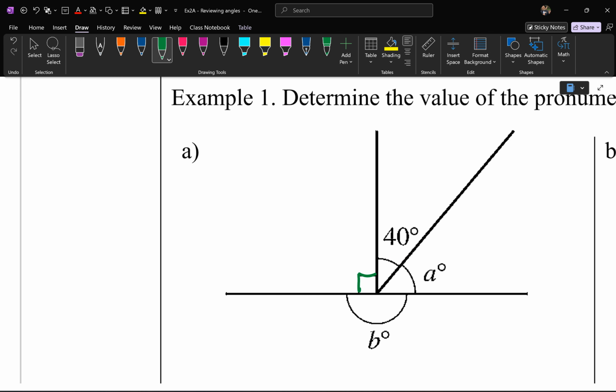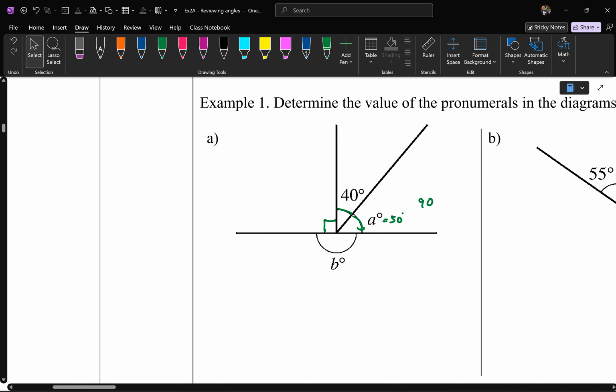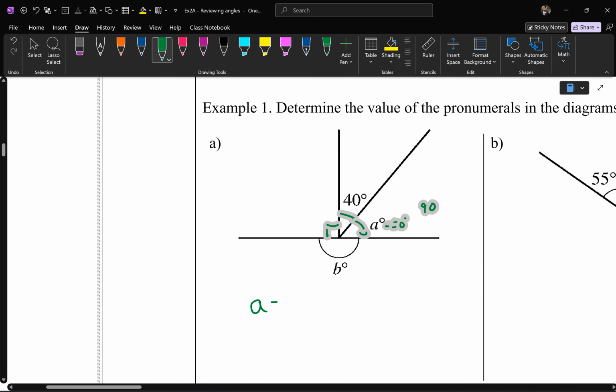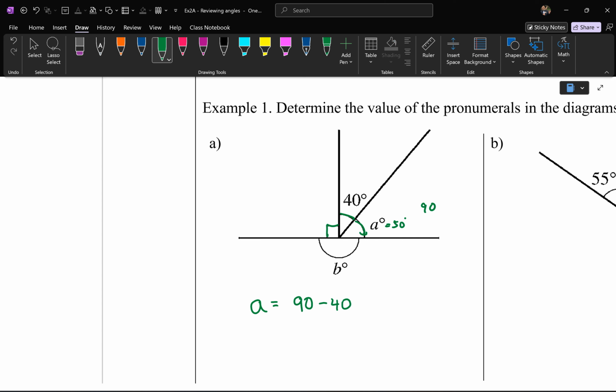Now, if this is 90, so 40 plus what makes up 90? 50. So A must be 50 degrees. But how do you write it as a mathematical approach? I wanted you to write A is equal to 90 minus 40, and then you write it's 50 degrees. But how did you know it was 90? It's because it's right angled. Or you can just write R.